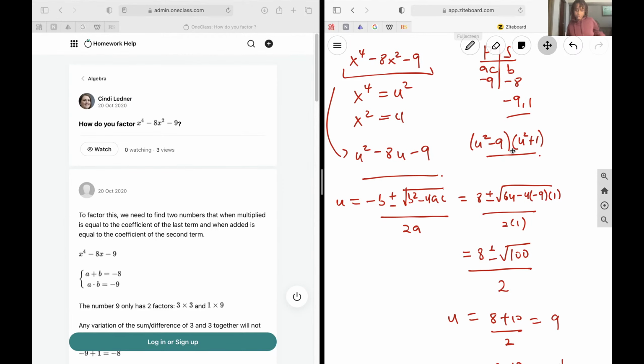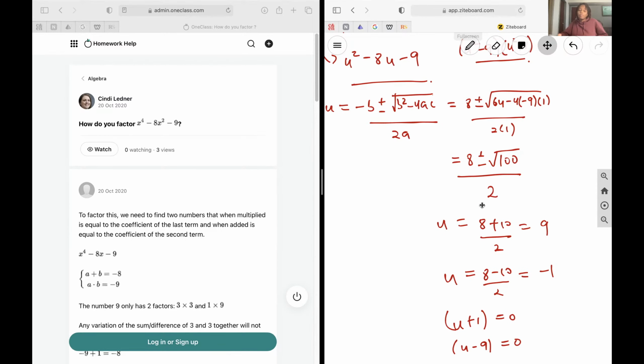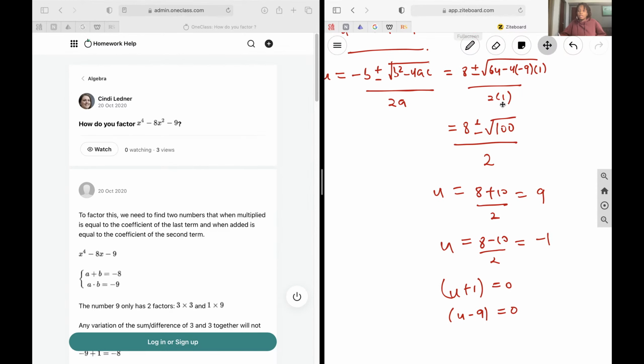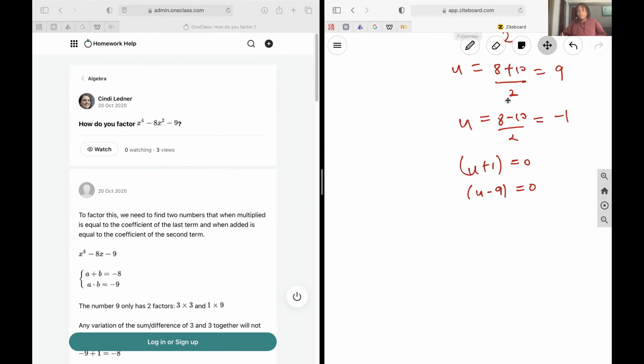You can choose which one you'd like to use based off of your coefficients. If it's easy to figure out what your two numbers would be in the product sum case, then go ahead and use that. But if it doesn't come to mind quickly, which would usually indicate it's complex valued or decimal, then go ahead and use the quadratic formula. It's the safest bet. It just takes a little bit more time than the product sum method. So my solution to u squared minus 8u minus 9 is u plus 1 and u minus 9.